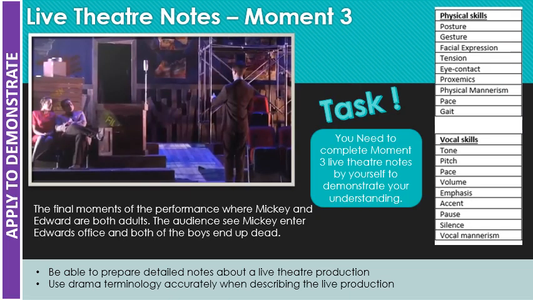So the last part, and this part is your task. You now need to go to the live theatre notes that I provided you with, and you are going to complete moment 3 by yourself. We're going to watch it together, and then you can do it. So the final moments of the performance where Mickey and Edward are both adults. The audience see Mickey enter Edward's office, and both of the boys end up dead in the end.